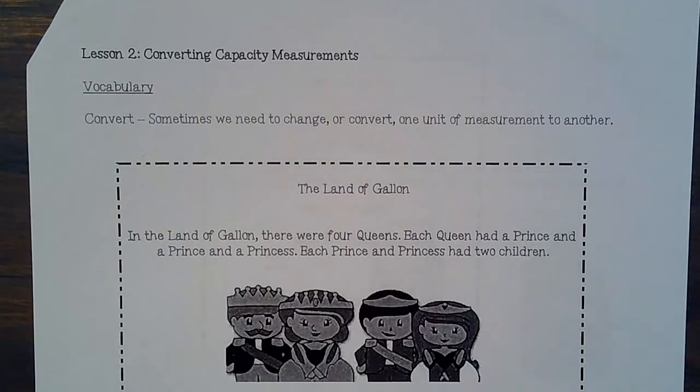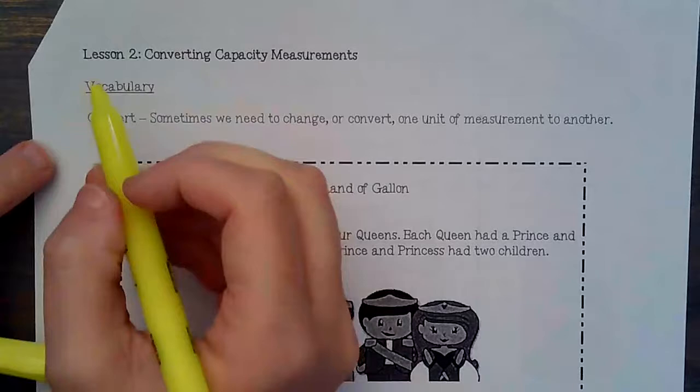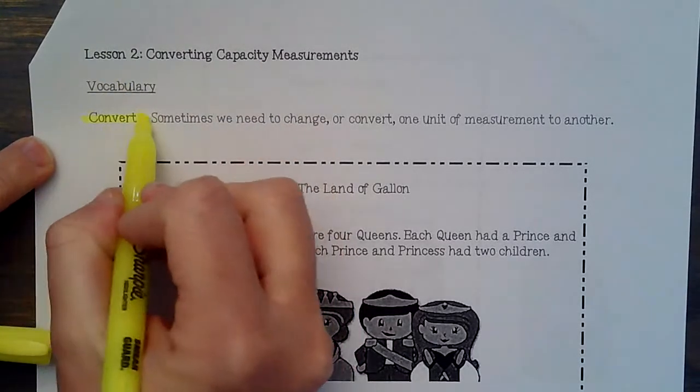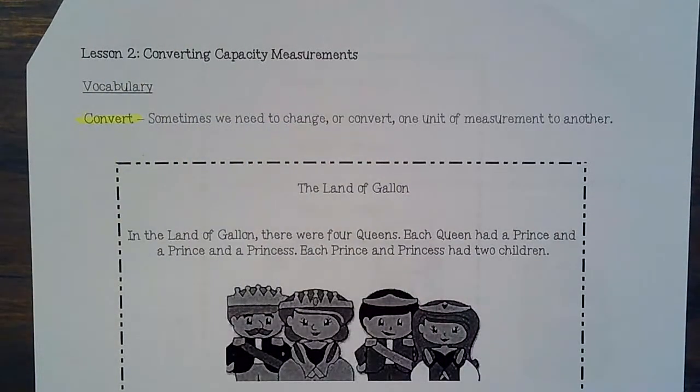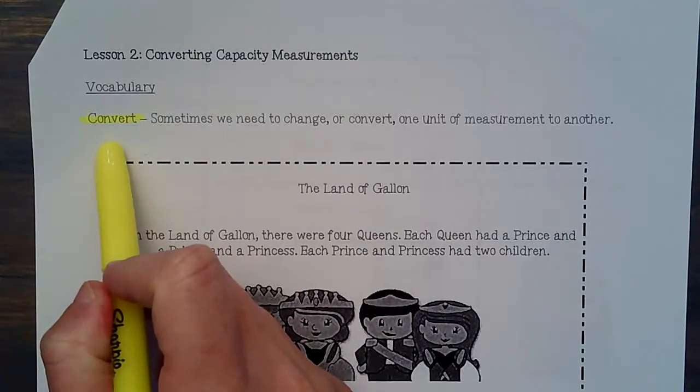I'm going to walk you through some of these notes really quickly. First thing you want to look at here is our new vocabulary word, convert. And what that means is that sometimes we need to change or convert one unit of measurement to another. So when we look at capacity, we're talking about cups, pints, quarts, and gallons. And sometimes you're going to need to move from one measurement to another. So we're going to do that, and we're going to call that converting.